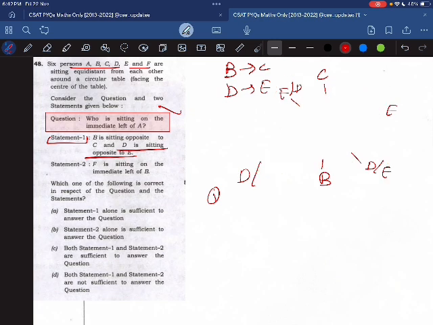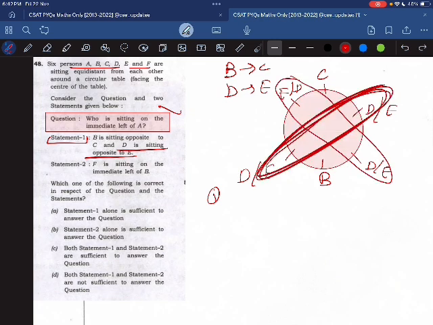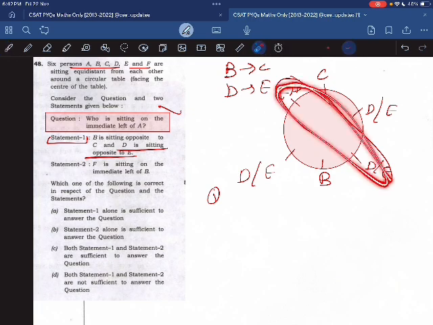But from this arrangement, can we solve the question here? No, we can't, because suppose D and E are sitting in these positions. This is the position of D and E. Now A could be here and A could be here also.